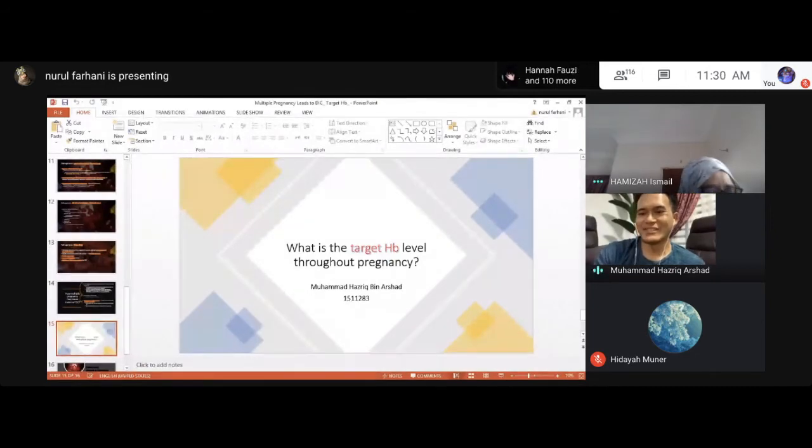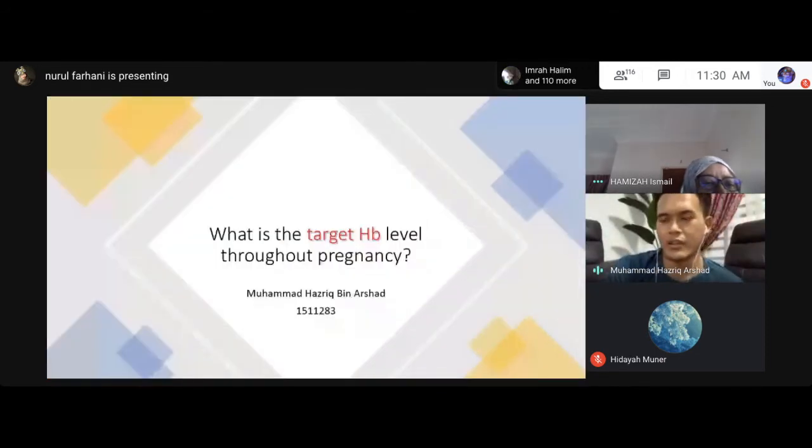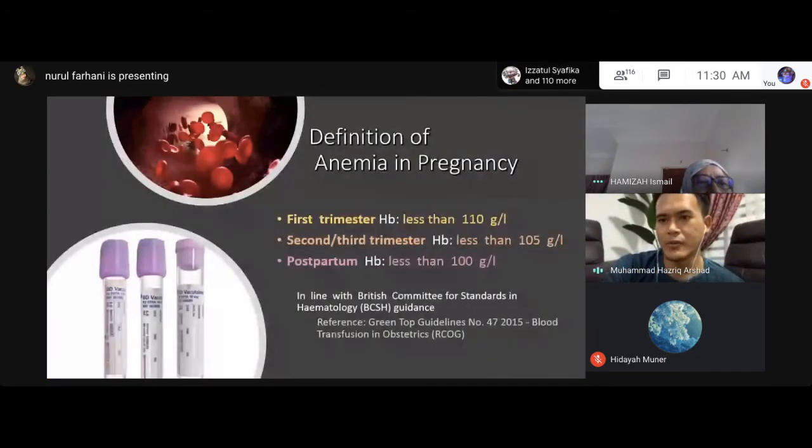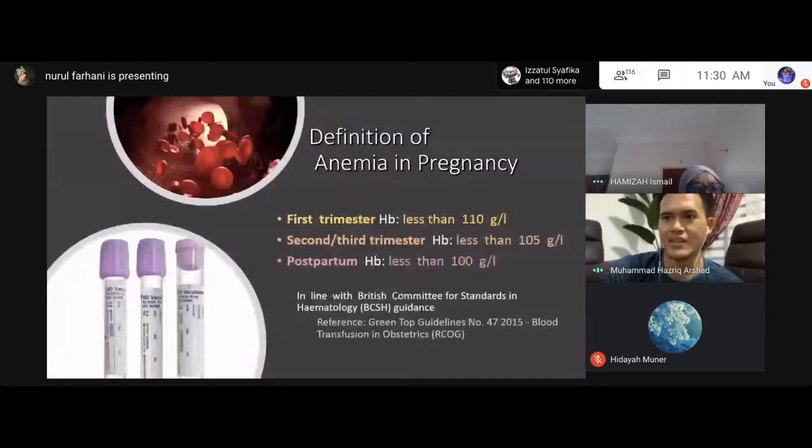So my answer would be from the definition of anemia based on ICOG. Can you go to the next slide? ICOG takes it from the British Committee for Standards in Haematology guideline. So I further divide it into the first trimester, second and third trimester, and postpartum. It's easy: 11, 10.5 and 10. So these are the target Hb.